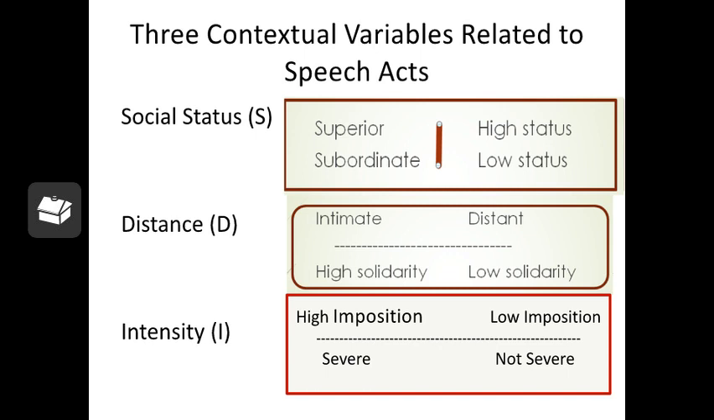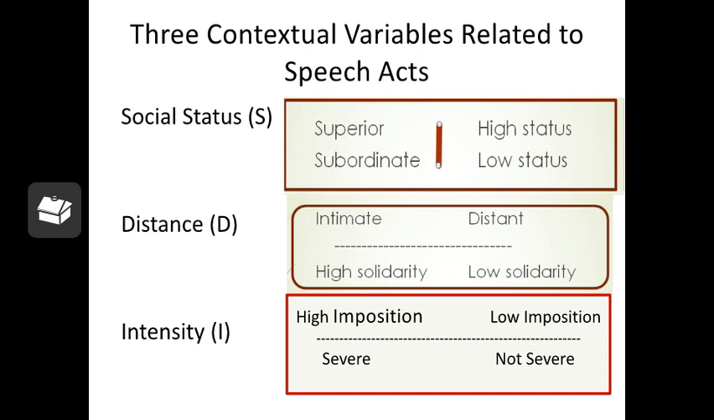And the second one is distance, or with the abbreviation D. Distance refers to the level of social distance and psychological distance. And that is how distant or close, or what's the extent of solidarity between the 2 people. And the third one is intensity, or abbreviated using the letter I. The intensity of the speech act is referring to, for example, the magnitude of the imposition in the request, or the severity of the infraction in apology.